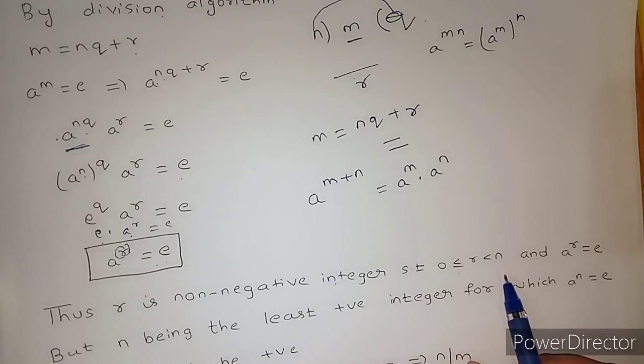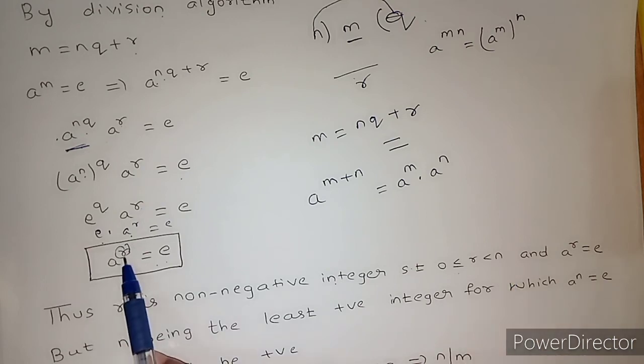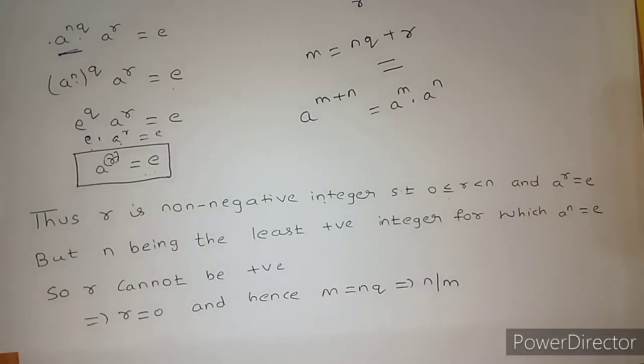Why is it less than n? In the question they have already given that the order of a is equal to n. So n is the least positive here. Now we are getting r also as a positive number. We don't know whether it is positive or least positive. But in the question they have given that n is least positive. So r cannot be least positive, so it is less than n, okay?